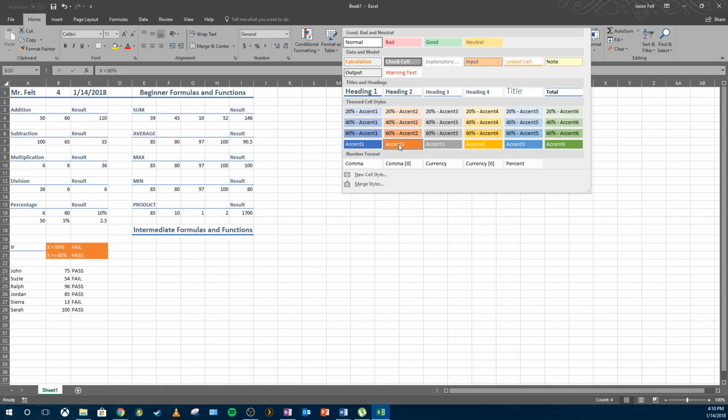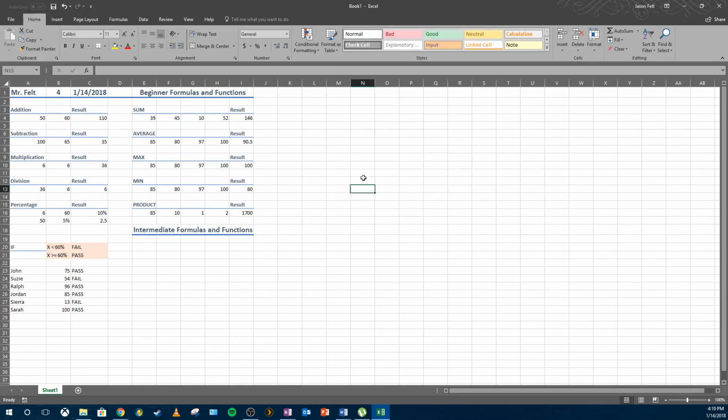Let's shade it to 20% accent 2. Okay, so that's the IF function. So that is a logical test. Now there's different IF functions you can use. There's the AVERAGEIF and there's the SUMIF. And I'm going to show you how to do those here in a second.